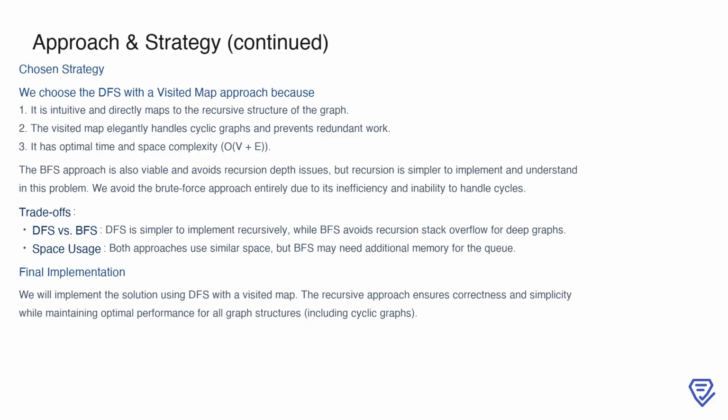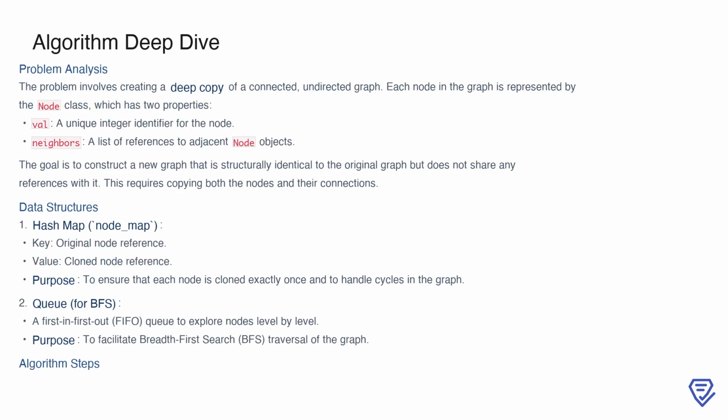Although BFS is also a valid option and avoids recursion depth issues, the simplicity and elegance of recursion make DFS a preferred choice. It's worth noting that both approaches use similar space, but BFS requires additional memory for the queue. Ultimately, the recursive DFS approach provides a clean and efficient solution, making it well-suited for cloning graphs of any structure, including those with cycles.